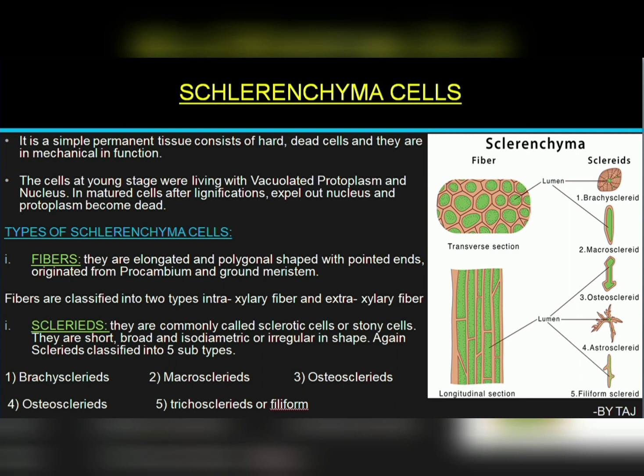So coming to the sclereids. Sclereids are also commonly called sclerotic cells or stony cells. They are short, broad, and isodiametric or irregular in shape. Again, these sclereids are classified into five types: brachysclereids, macrosclereids, osteosclereids, astrosclereids, and trichosclereids or filiform. You can observe these sclereids in the diagram I have shown here in the picture. So this is about the sclerenchyma cells.